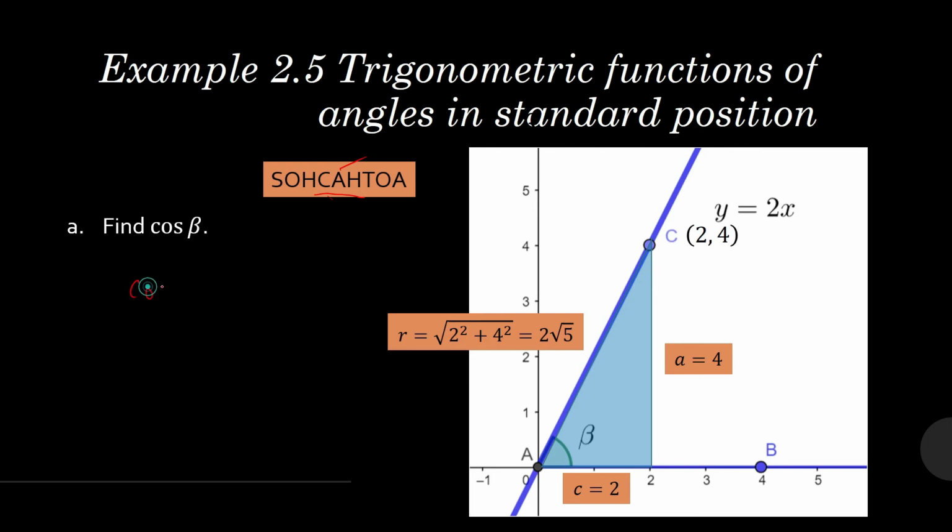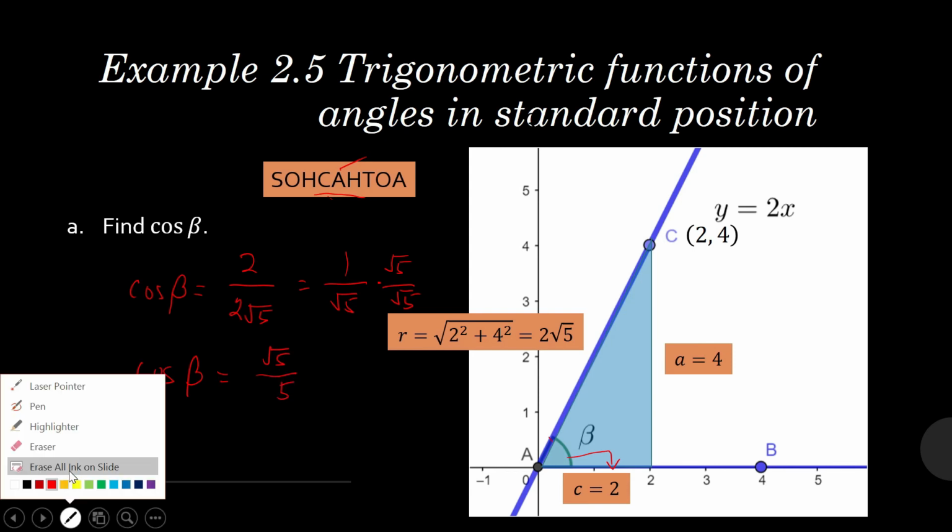If we were now to compute for cosine of beta, what is the side adjacent? The side adjacent is this one. It's 2 over the hypotenuse, which is 2 times square root of 5. This is 1 over square root of 5. So how do you rationalize the denominator? We multiply by square root of 5 over square root of 5. And so this will give us a value for cosine of beta, which is equal to square root of 5 over 5.